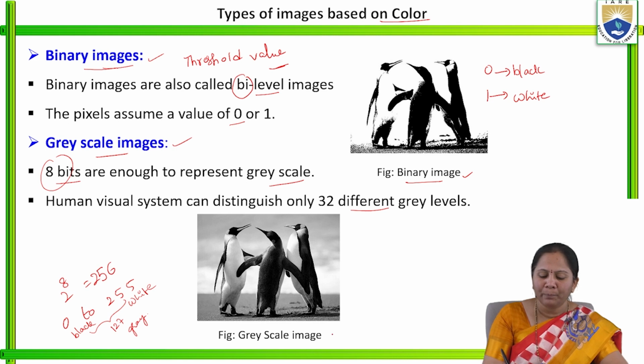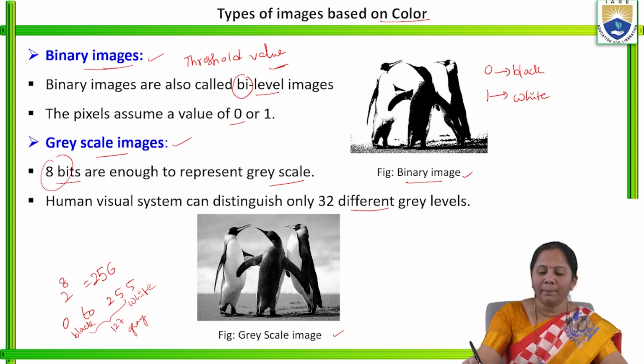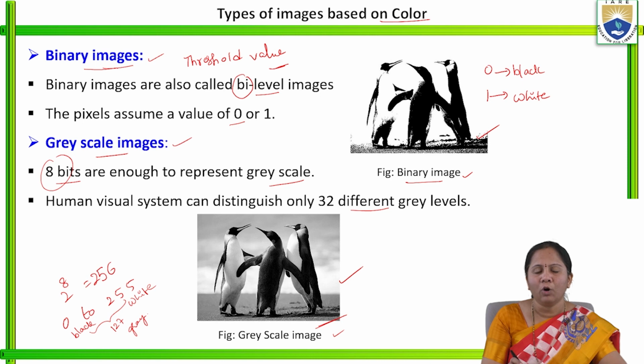If you see, this is an example figure which represents a grayscale image. Compared to these two figures, the quality of this figure is high. In this grayscale image, different shades of colors are available, different shades of black and white.